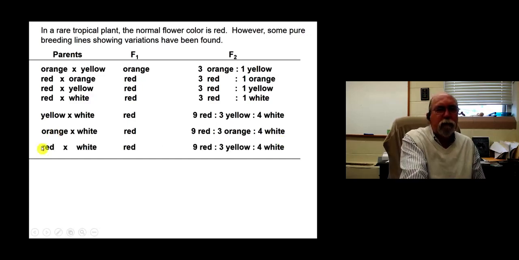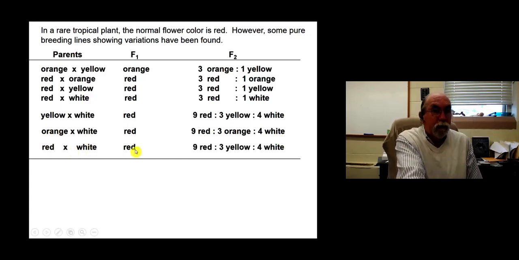And then finally we cross a red and a white, and we get red. Well, good. Finally, that's telling us something. We've got a nice 9, 3, 4 over here. Okay, I'm really confused because all of these crosses up here tell me that red is dominant to everything, and they're perfectly Mendelian. Then I get down here and I got this weirdness.